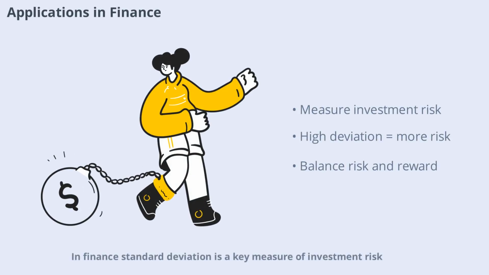In finance, standard deviation is a key measure of investment risk. Investors look at the standard deviation of returns to gauge how much an asset's price fluctuates. A stock with a high standard deviation is riskier because its price swings more widely, while a low standard deviation indicates more stable performance. This helps investors balance risk and reward in their portfolios.